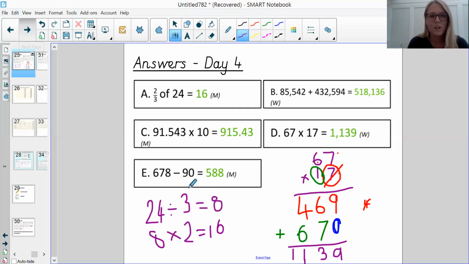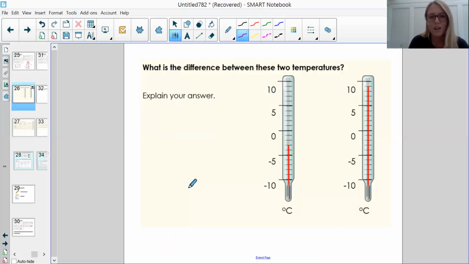Okay, so today we are going to be focusing on negative numbers, but in the context of temperature. Okay, so the first question I'm going to do, and then we're going to do some together, and then you've got some independent tasks to do again. Right, so the first one, what is the difference between these two temperatures? Explain your answer. Okay, so I've been given 2 thermometers.